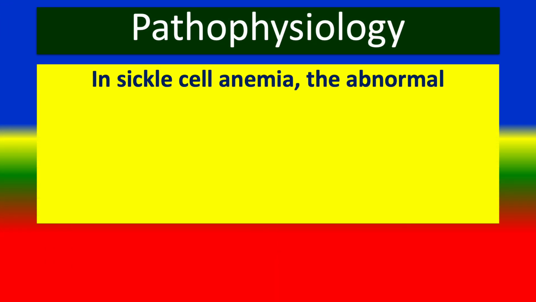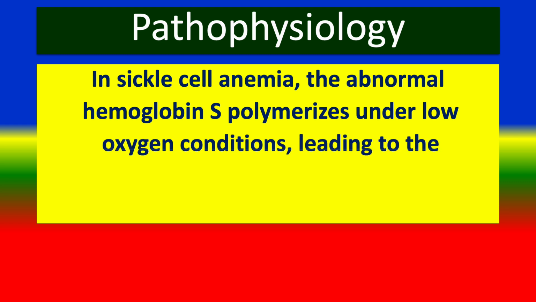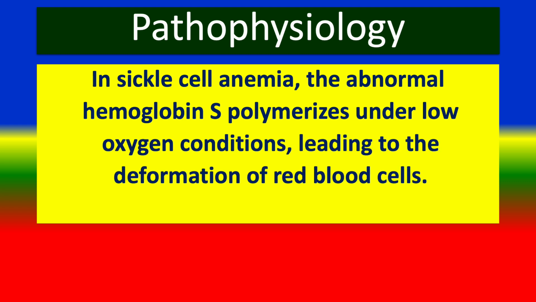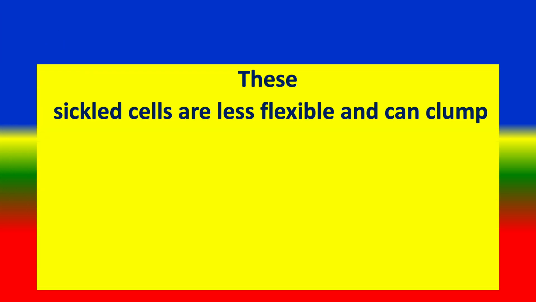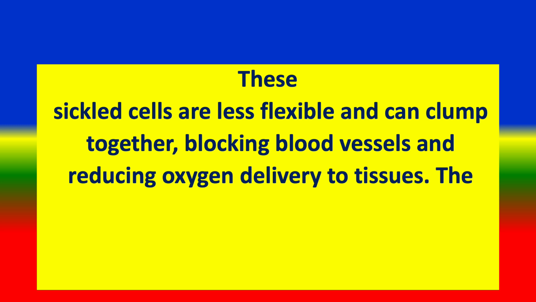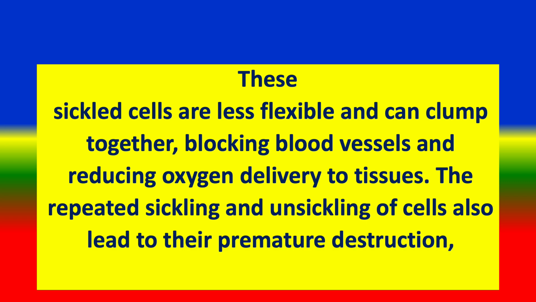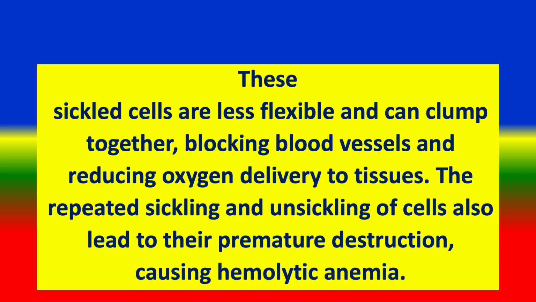Pathophysiology. In sickle cell anemia, the abnormal hemoglobin S polymerizes under low oxygen conditions, leading to the deformation of red blood cells. These sickle cells are less flexible and can clump together, blocking blood vessels and reducing oxygen delivery to tissues. The repeated sickling and unsickling of cells also leads to their premature destruction, causing hemolytic anemia.